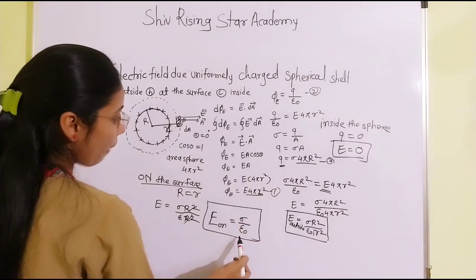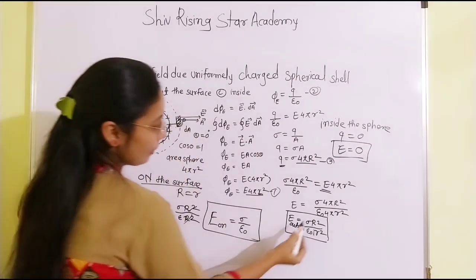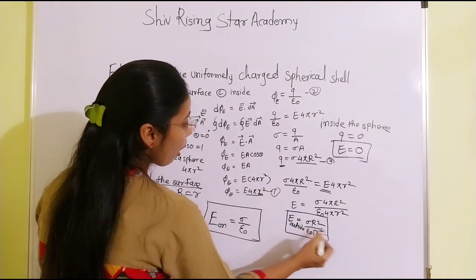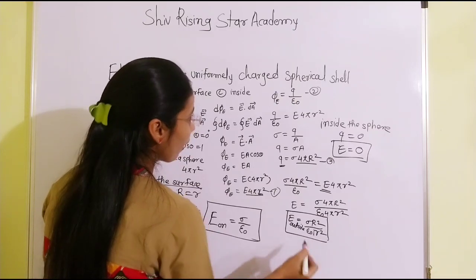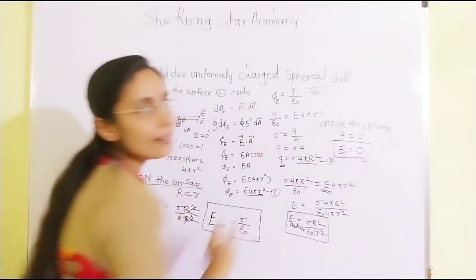So on the surface the field is sigma by epsilon naught, outside the spherical shell it is sigma r square upon epsilon naught r square, and inside the spherical shell the electric field is 0.